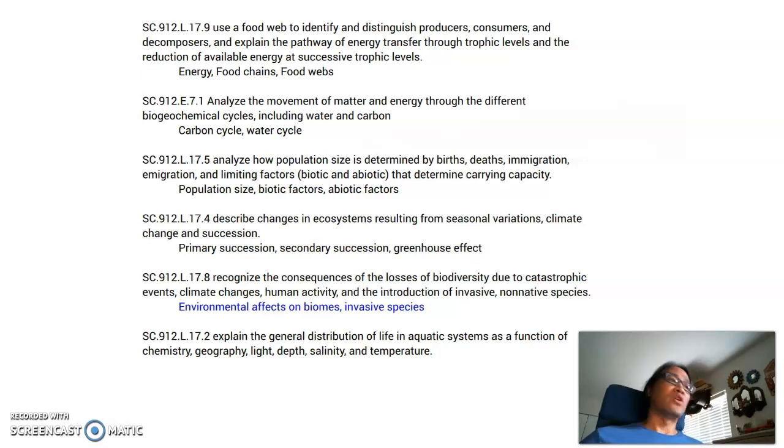Now, this time, we're going to talk a little bit about environmental effects on biomes. That includes a little bit about greenhouse gases and about invasive species. So basically, how the ecosystems change, whether due to natural processes or through human interaction.